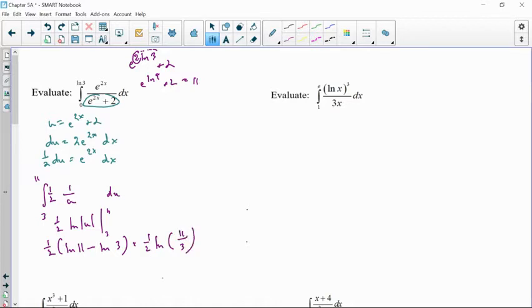Or you could say that's the square root, right? So natural log of the square root of 11 thirds. So any of those would be fine for your solution.